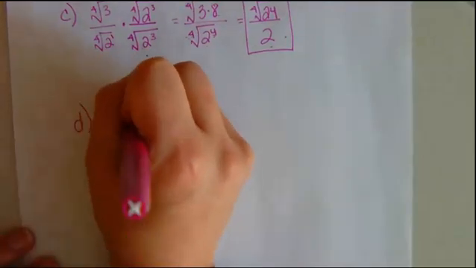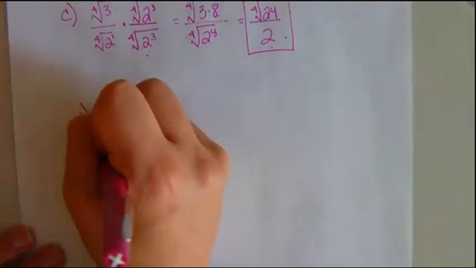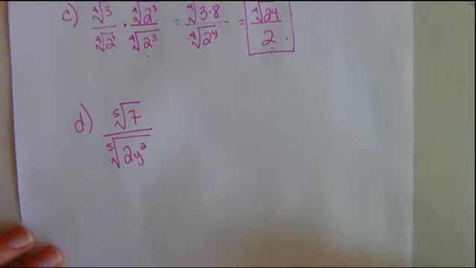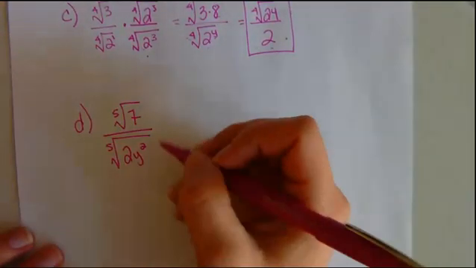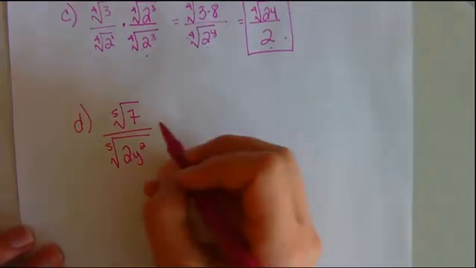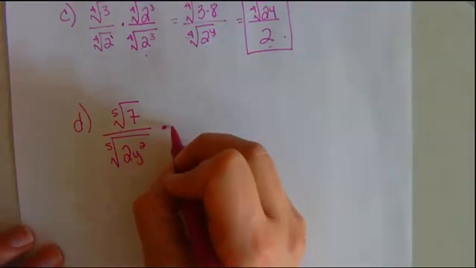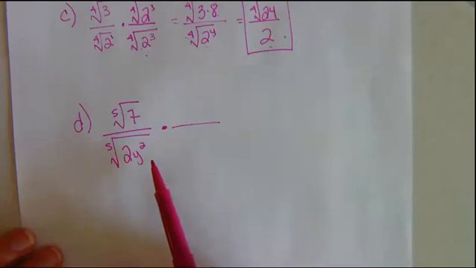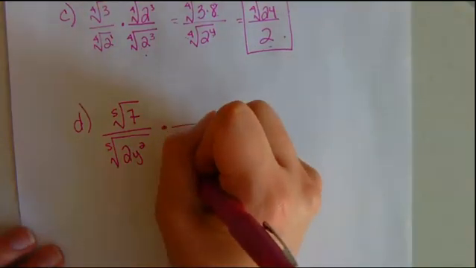The 5th root of 7 over the 5th root of 2y squared. So it's a 5th root problem. The whole problem's in 5th roots. I can't simplify anything. I can't get rid of any of those pieces in the denominator. Understand that there's 2 pieces I'm working with, the 2 and the y squared. So I'm going to keep it as a 5th root.